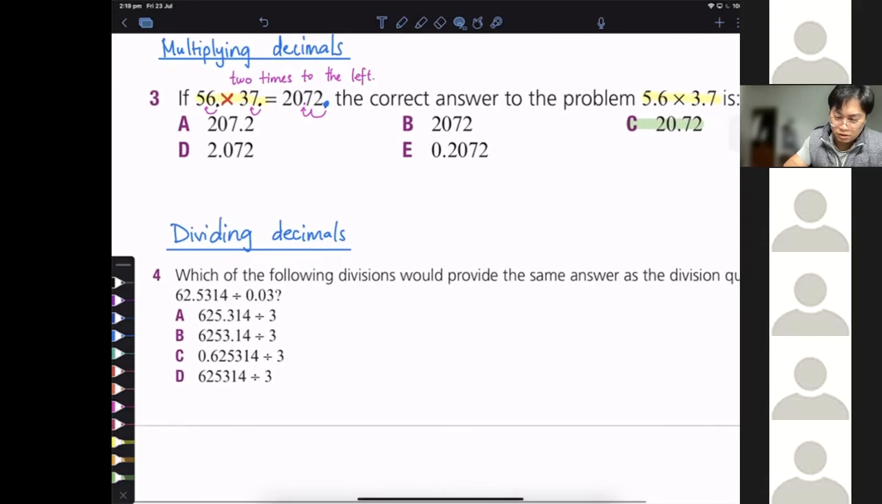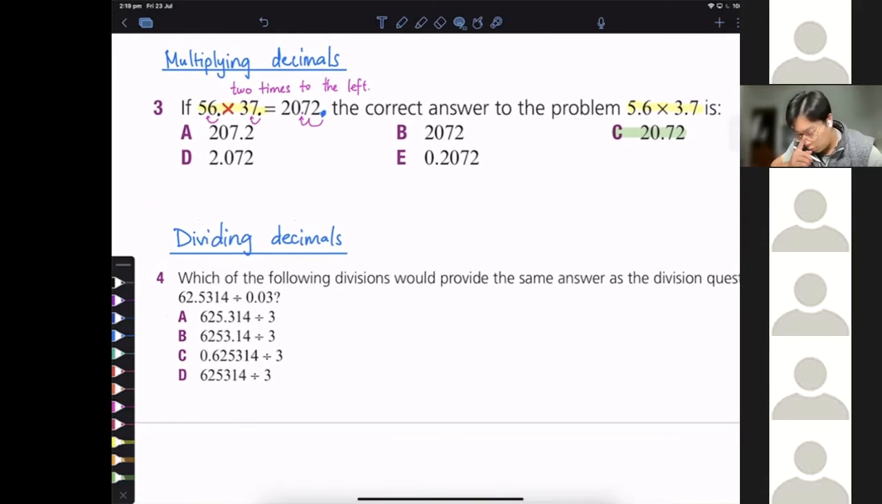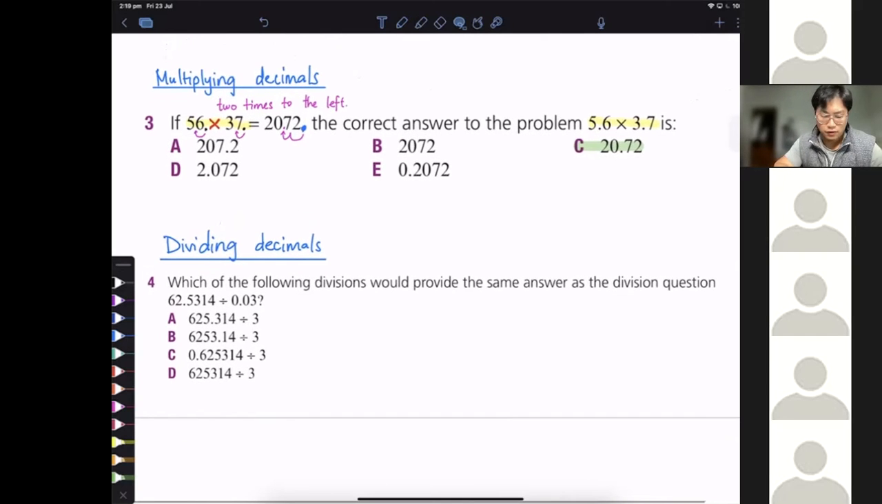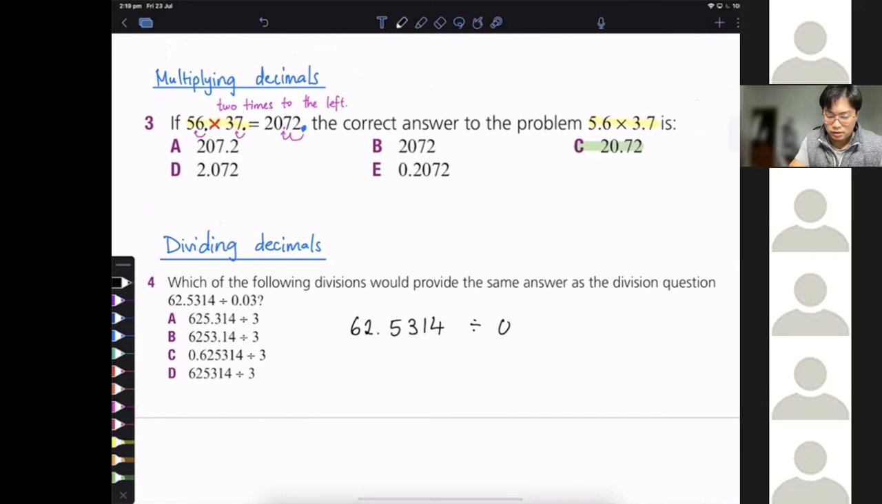So the question here is, which of the following divisions would provide the same answer as the division question of 62.5314 divided by 0.03. Now, I'm not going to write it like divided like that. I'm going to write it as a fraction like this. We don't really like this 0.03 at the bottom there. It doesn't look very nice, yeah?